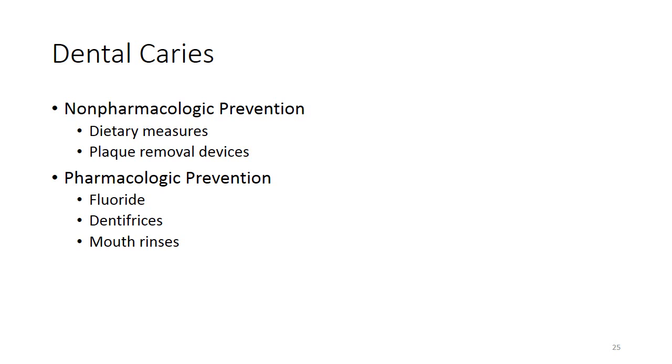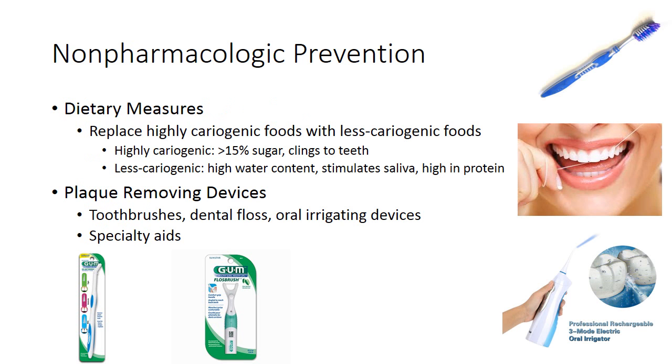We will discuss various non-pharmacologic and pharmacologic measures for preventing the buildup of plaque in order to prevent dental caries. Dietary changes aimed at reducing cariogenic foods, such as foods high in sugar and those that stick to the teeth after chewing, are thought to be helpful in preventing caries. Instead, one should eat less cariogenic foods or foods high in water content, such as fresh fruit, foods that stimulate saliva flow, such as high-fiber foods that take longer to chew, and foods high in protein.